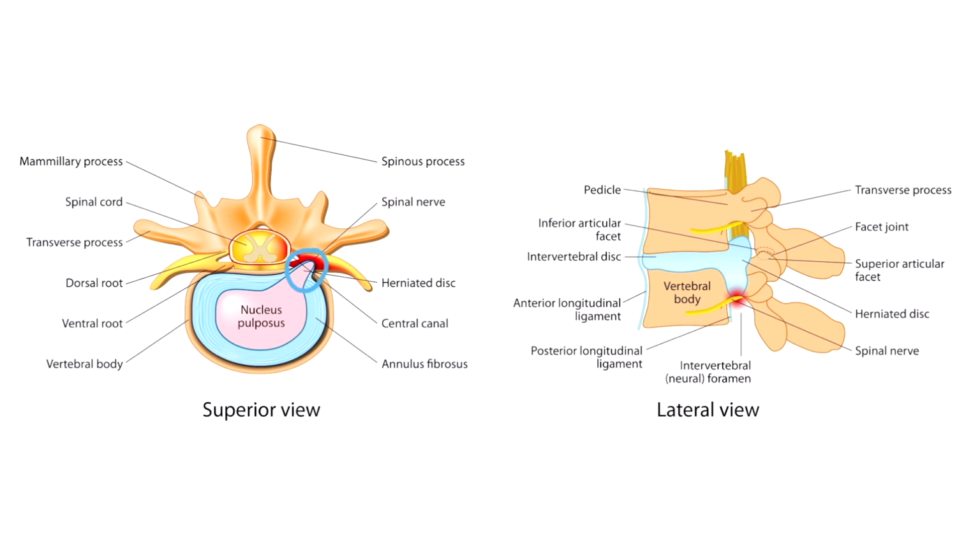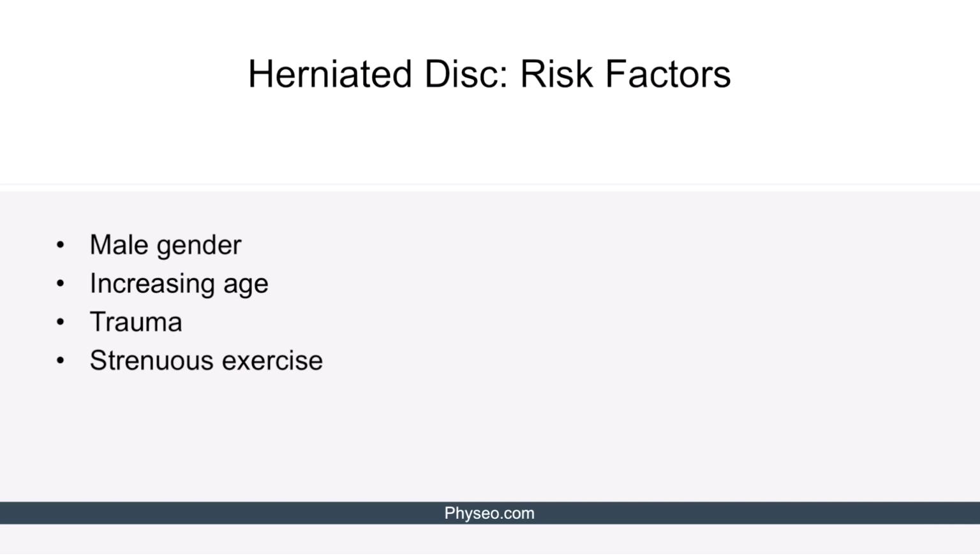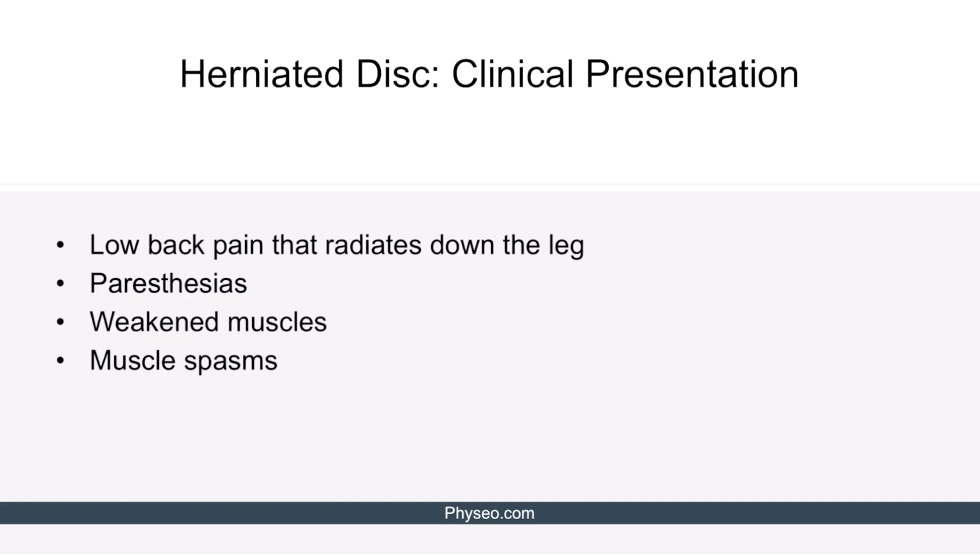This leads to inflammation and irritation of the local spinal nerve and the symptoms of this pathology. Risk factors for a herniated disc include male gender, increasing age, trauma, and strenuous exercise. The clinical symptoms correspond with what occurs when a specific nerve is compressed.